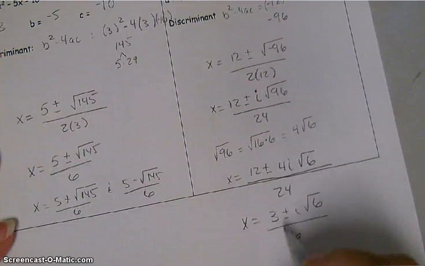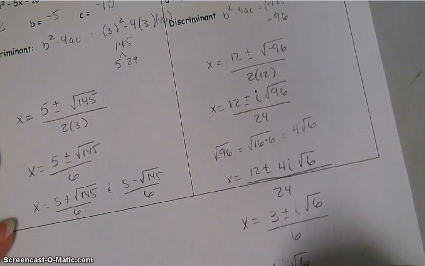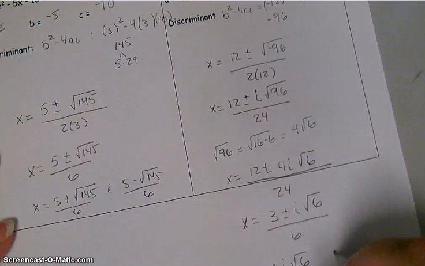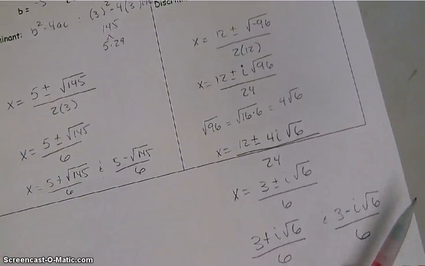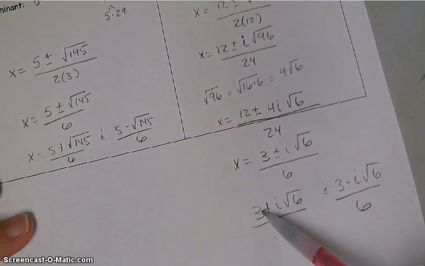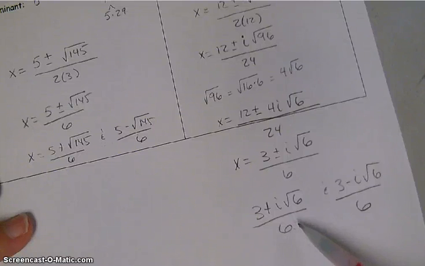So you could leave it like that, or write 3 plus i radical 6 all over 6, and 3 minus i radical 6 all over 6. Both forms are acceptable, and I know you'll be tempted to divide this 3 and 6 out, but I can't because this is a 1 here, and the 1 is not divisible by 6.